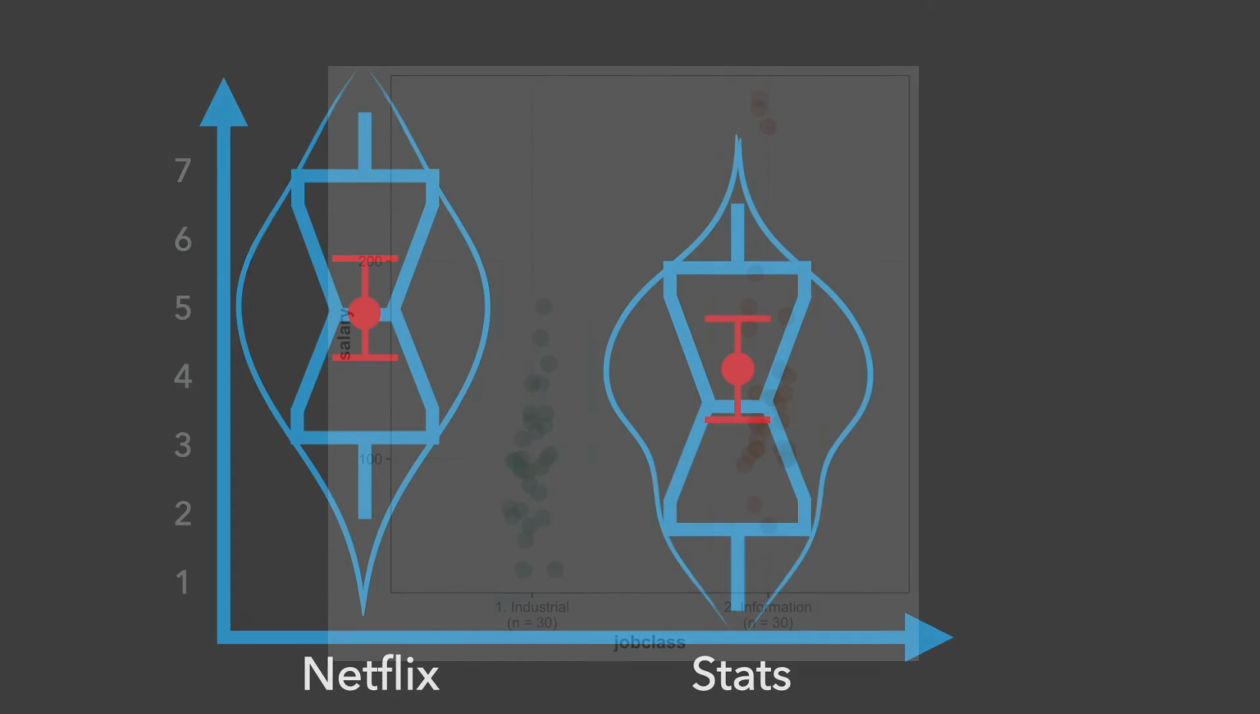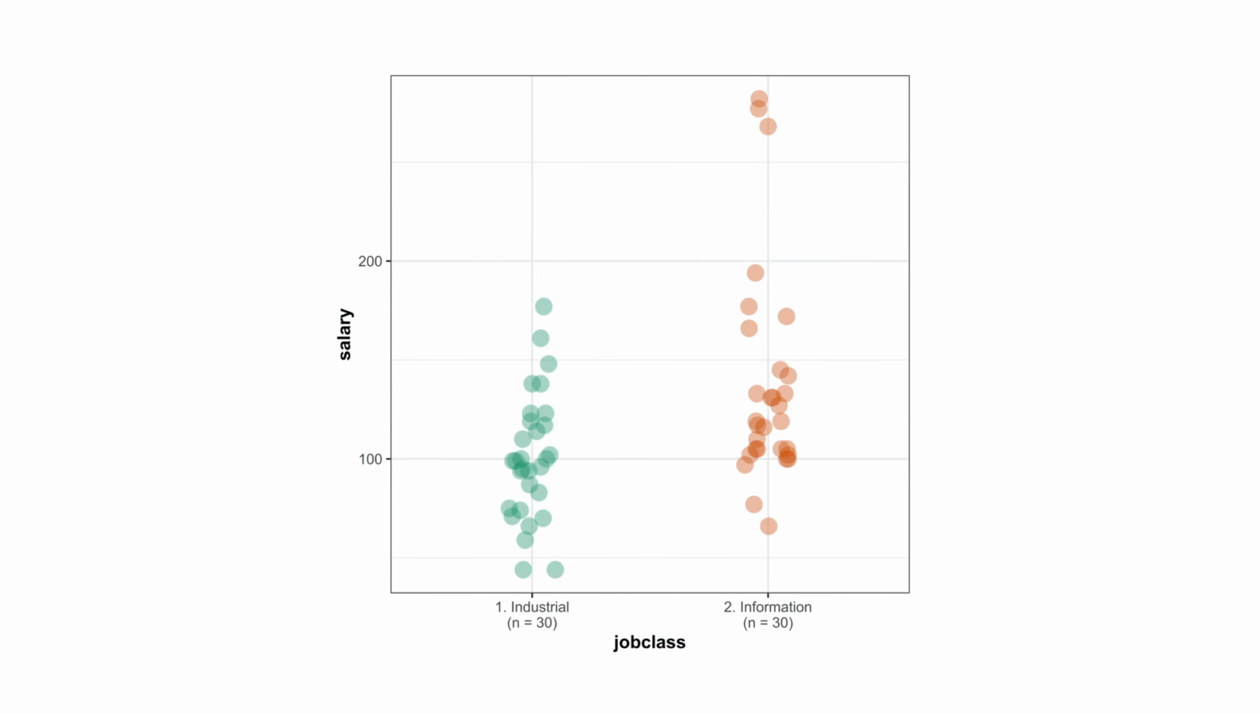Now let's have a look at the real-world data and build our box plots around it from scratch, step by step. Here we can see the salary of two different working groups. On the left are industrial or factory workers, and on the right are the IT people, or information technology guys.